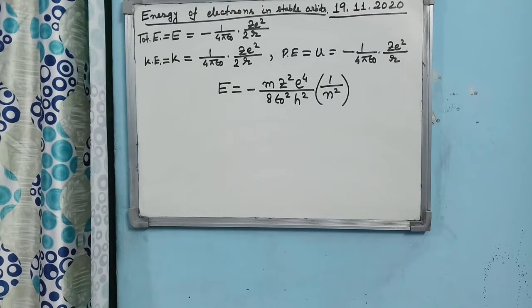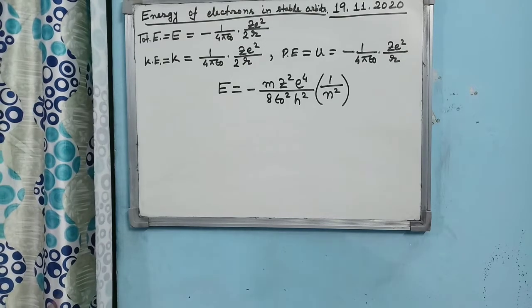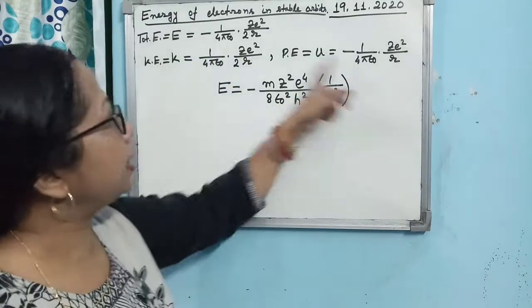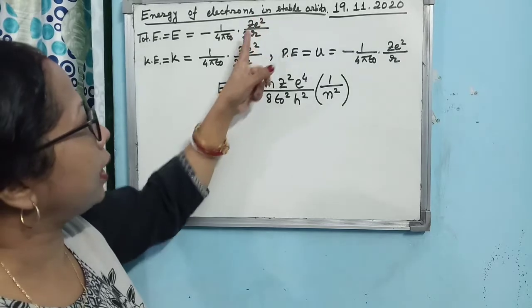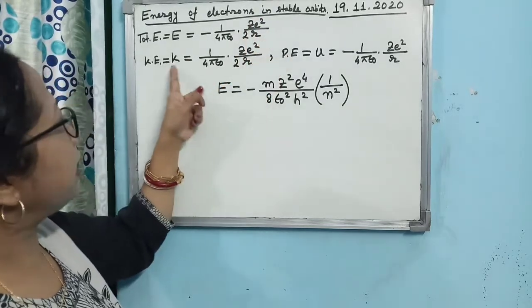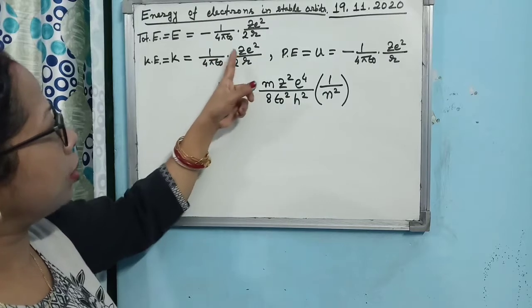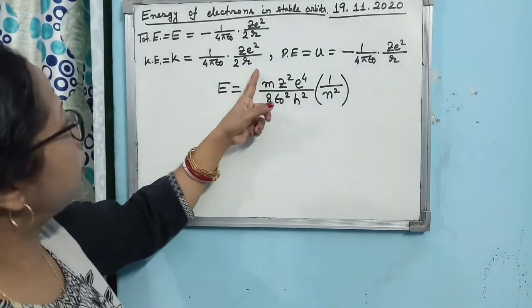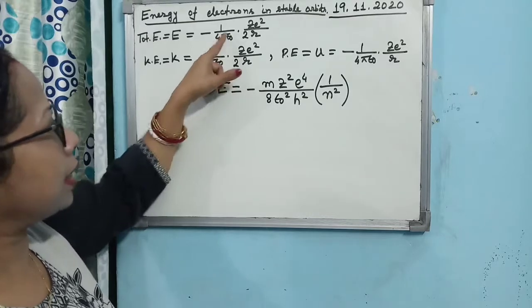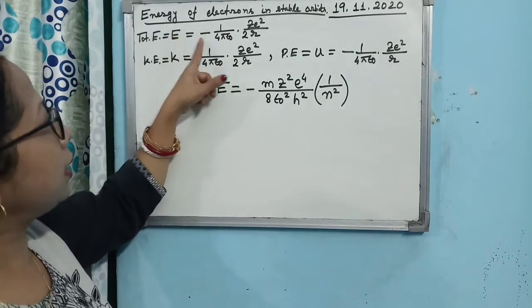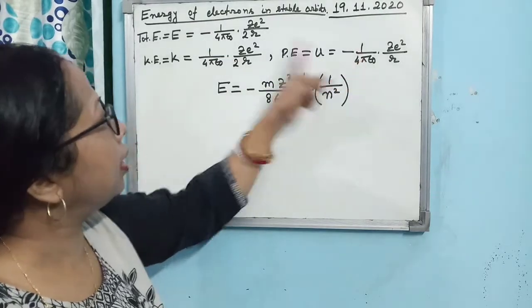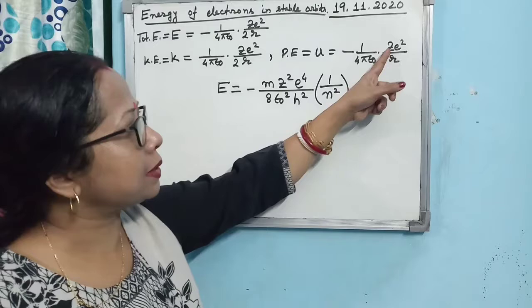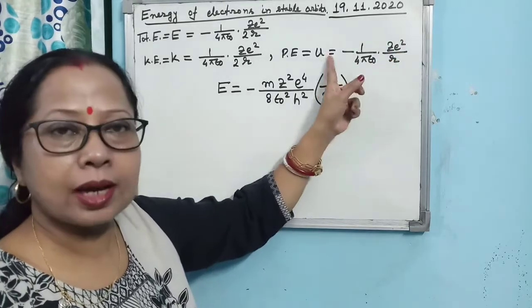So, in the last lecture, we got the concept of energy of electrons in a stable orbit, and we got these relations that total energy is given by minus 1 by 4 pi epsilon naught z e squared by 2r, and kinetic energy is 1 by 4 pi epsilon naught z e square by 2r. So you see total energy and kinetic energy, their magnitude is same, but total energy is having a negative sign. Then potential energy is half of the total energy, that is 1 by 4 pi epsilon naught z e square by r with a negative sign.